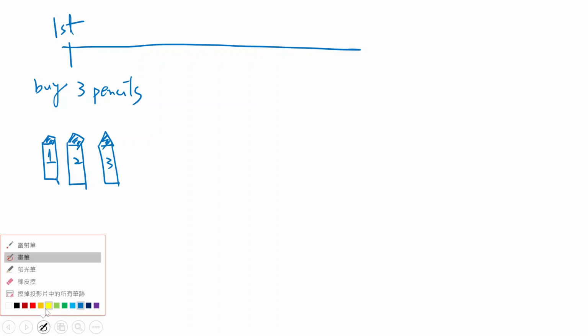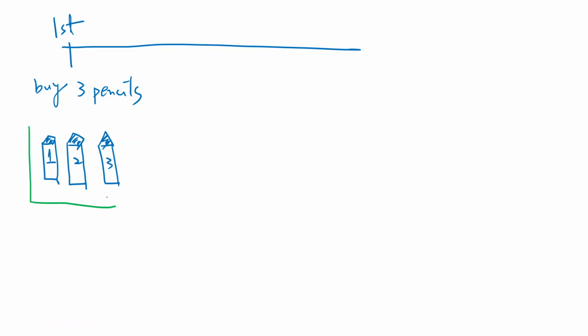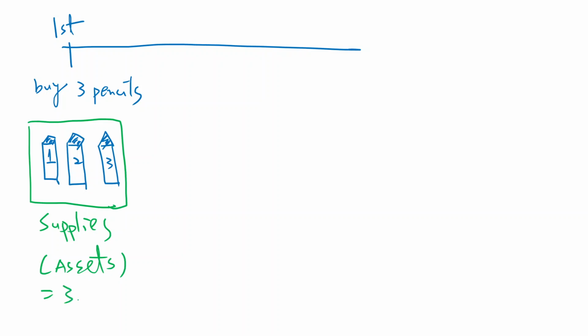Which accounting term do we use? Supplies, right? So you will say, I have supplies. That's my assets. How many? 3 pencils. Okay. In the future, will you use your pencils? Of course. So will you use up your pencils? Of course. So if later on you used 1 pencil, so you used up 1 pencil.